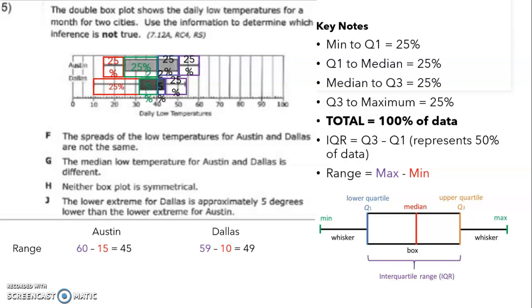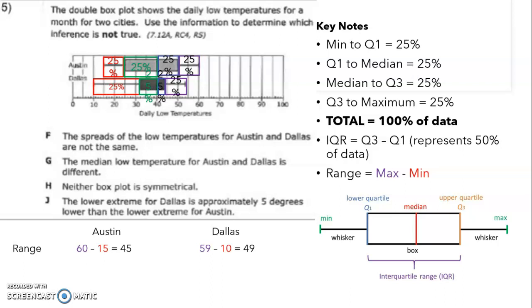And that's going to give me 45. No, it's going to give me 44. Okay, so it's 44. I don't know where I got 59 from. Anyway, it's 44 and 45. So the spread of the low temperatures for Austin and Dallas are not the same. That is true. Okay, so I don't want that one though. I don't want a true statement. I want a false statement. So I need to go on to the next one.